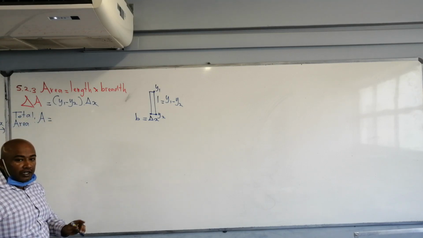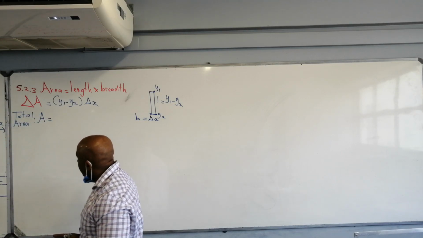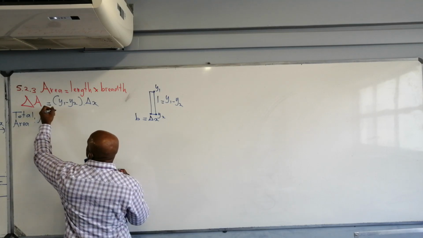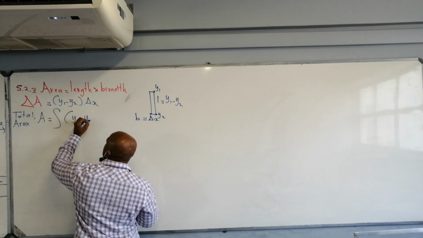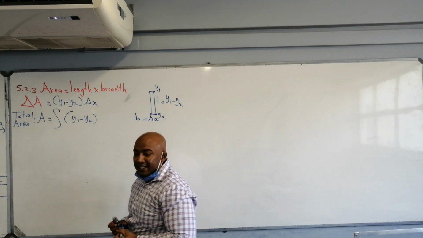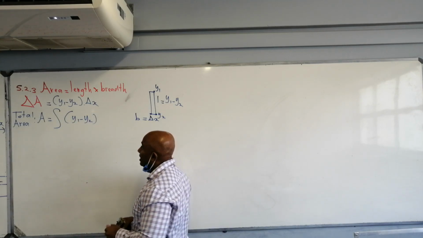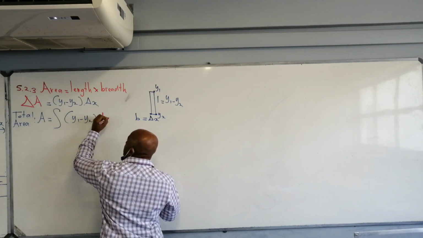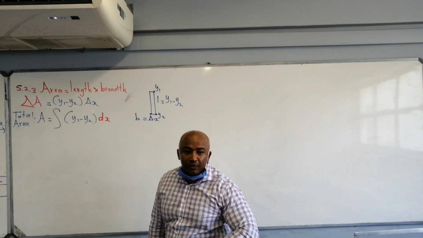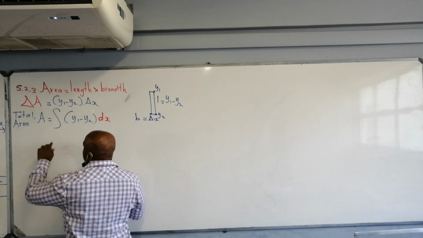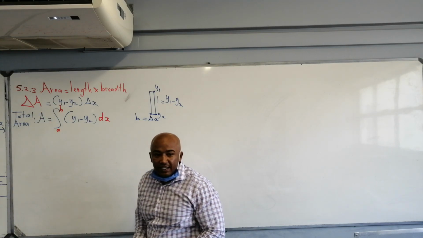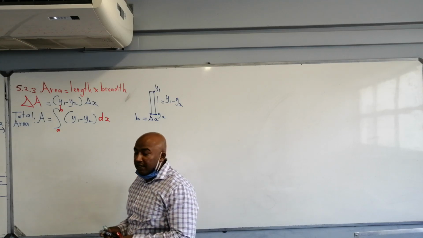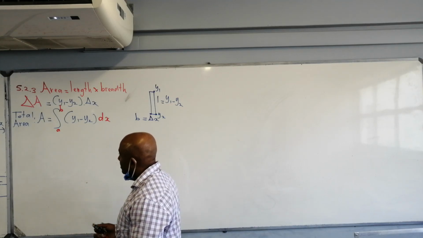Once you write down total area, you do not write down your delta sign there. Now you put in your integration sign. You are integrating. And now, delta x, once you put in your integration sign, delta x becomes dx. You are integrating with respect to x, and you are integrating from a to b. We are only interested in the x values at the beginning and at the end.